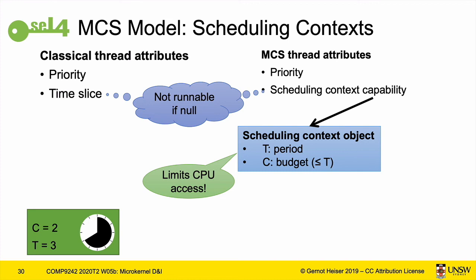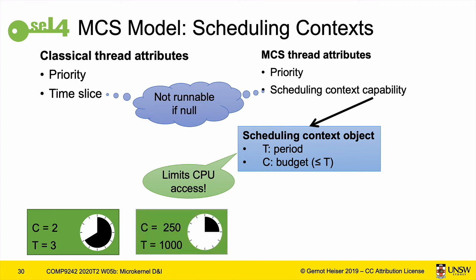So we can now limit access to CPU time, and this is an example. You can have a scheduling context that says you're allowed to use 2 units out of every 3. And you can have a separate scheduling context that says you're allowed to use 250 units out of every 1,000. In particular, this would be the higher rate monotonic priority. This would run at low priority, but this couldn't starve that one because it's forced to leave 1/3 of the time over, which is enough for this one to run.